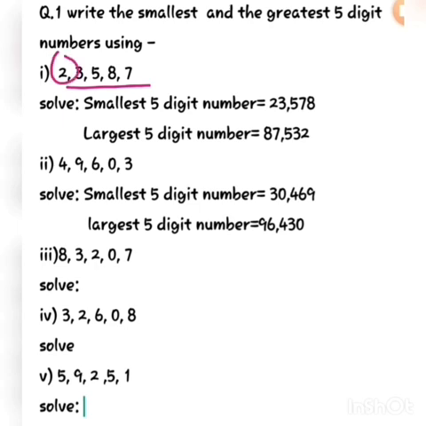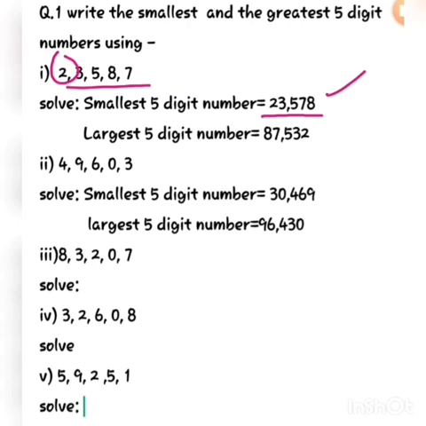2. So, start with 2, then the next digit is 3, then the next is 5, the next digit is 7, and the last is 8. So, we arrange the digits in ascending order, that is 23,578. This is the smallest 5-digit number.